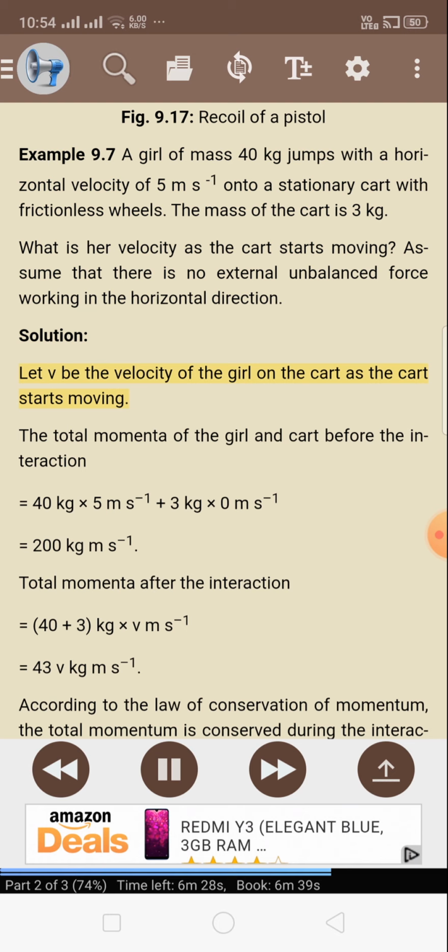Solution. Let v be the velocity of the girl on the cart as the cart starts moving. The total momenta of the girl and cart before the interaction equals 40 kilograms times 5 meters per second plus 3 kilograms times 0 meters per second, equals 200 kilogram meters per second. Total momenta after the interaction equals (40 plus 3) kilograms times v meters per second, equals 43v kilogram meters per second.